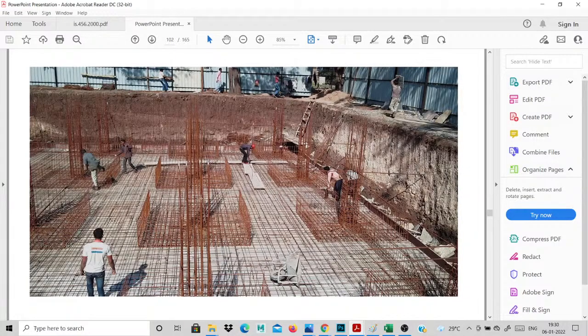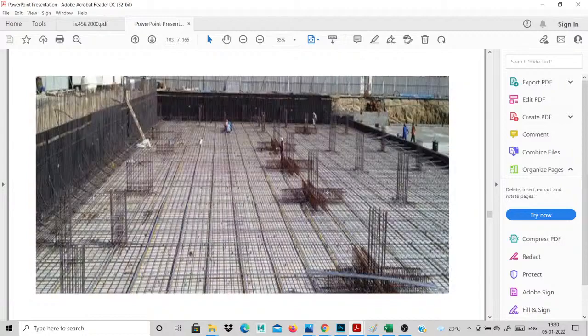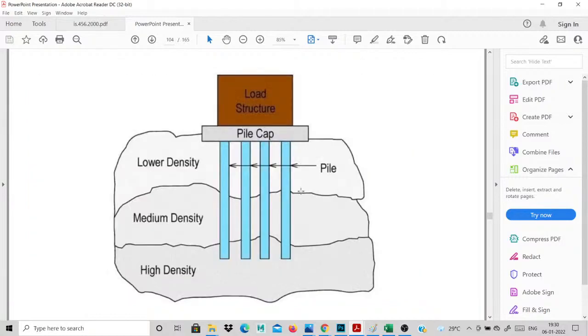This is a mat or raft footing. All the columns' pedestals are on this one footing. This is called a mat or raft footing. Okay, understand this: in a mat or raft footing, all the pedestals will be combined into one footing. That is called a mat or raft footing. This is also a mat or raft footing.